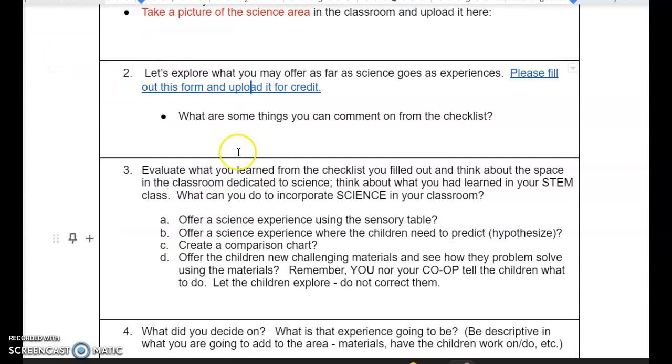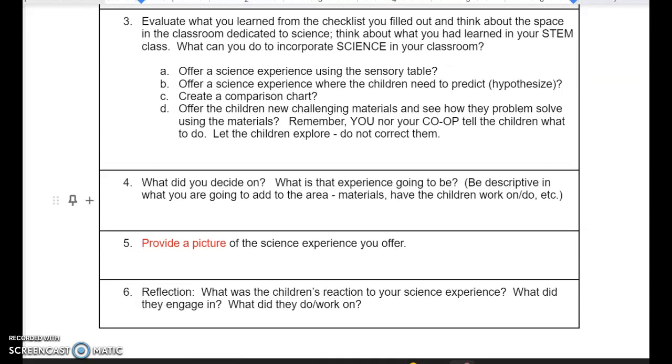Continuing on. What are some of the things that you can comment on from that checklist? Summarize that checklist so that you can tell me about it. You don't have to turn in the checklist for me, but I'd like you to use it to come up with ideas and get to know your students. Then I want you to comment over here. Evaluate what you learned from your checklist that you filled out. Think about what you've learned in your STEM class and how you can incorporate science in your classroom.